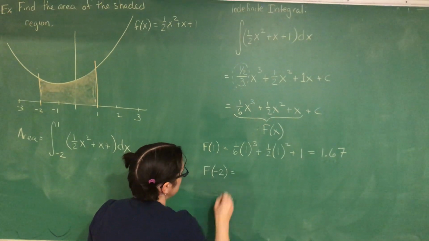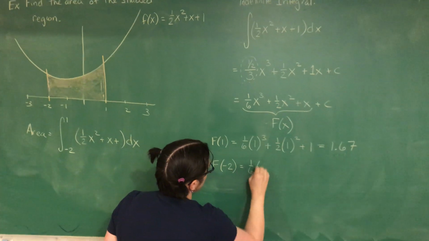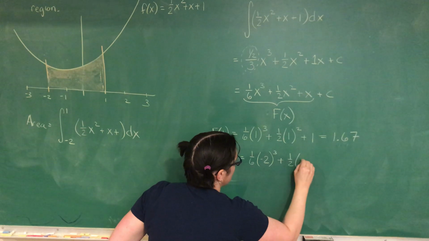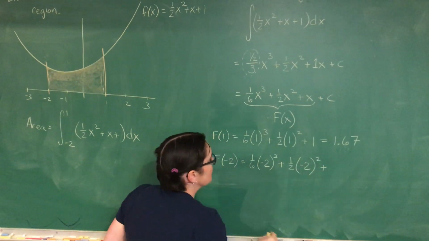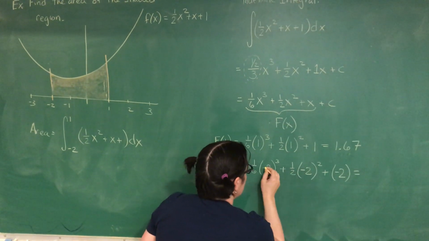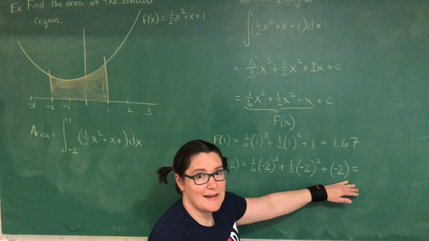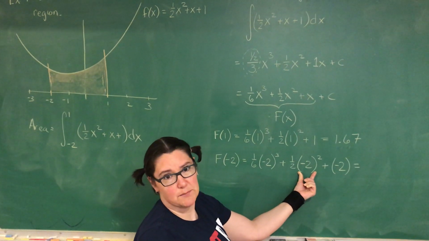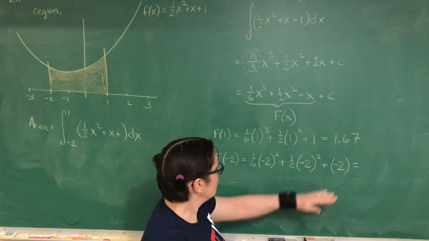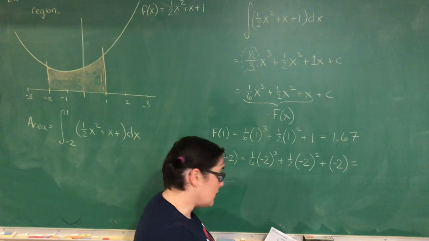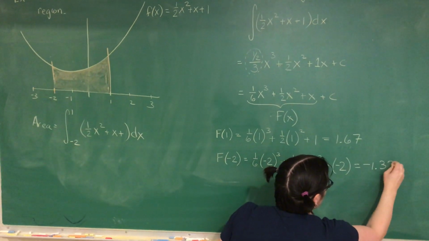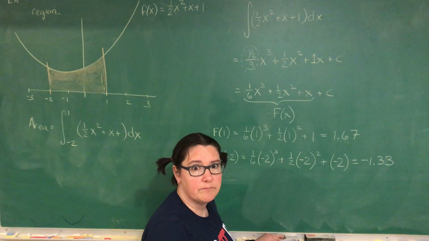Capital F of negative 2 will be 1/6 times negative 2 to the third plus 1/2 times negative 2 squared plus negative 2. And you want to be really careful on plugging in these negative values. Make sure that you put negative 2 in parentheses, because if you don't, that square won't cancel the negative sign. Okay, so when you type all of that into your calculator, and you should double check this, you should get negative 1.33. Okay?